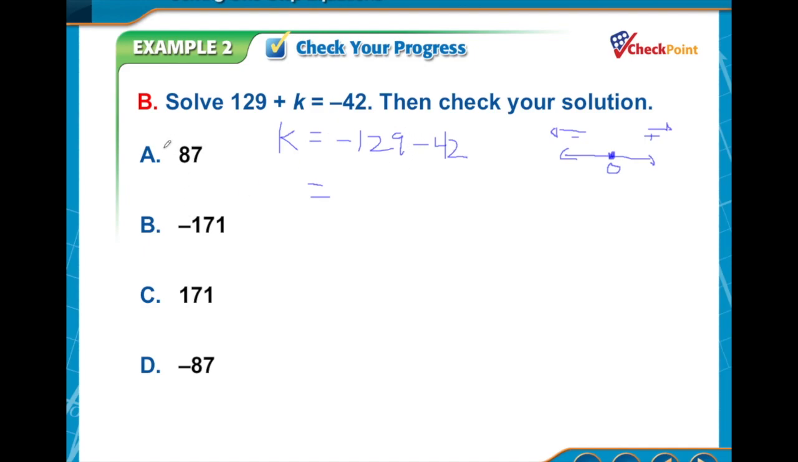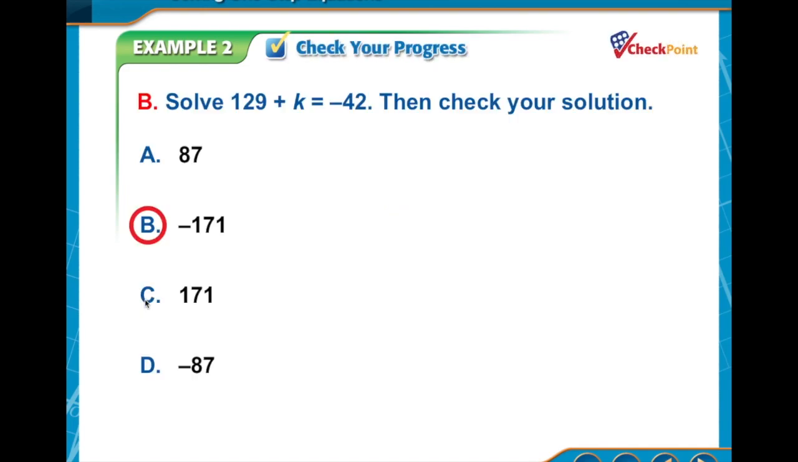And if we look at our answers, 87 is positive, 171 is positive, 87 is a smaller negative number, so that's not right. So we know our answer should be a negative 171. That's what you get here with these two negative numbers when you bring them together. So double check that. Our solution is negative 171. There we have it for 2b. We used the subtraction property of equality to solve it.